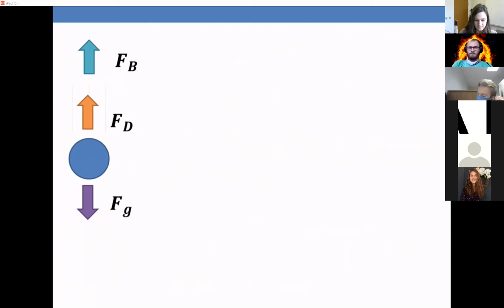FG minus FD minus FB. Okay, that is true when there's no acceleration. But when it's accelerating, the net force, or actually, never mind. I think you were right. I think I misheard you. So the net force is buoyant force plus the drag force minus gravitational force. Okay, that gets us our net force.